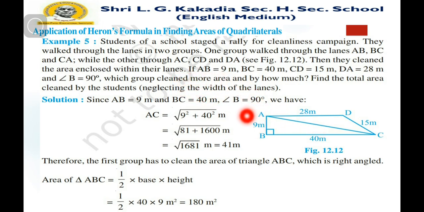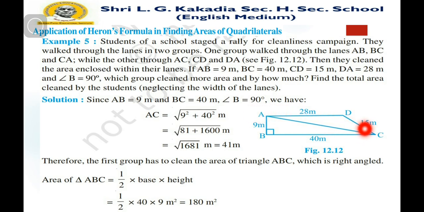If AB is equal to 9, BC is equal to 40, CD is equal to 15, DA is equal to 28, and angle B is 90. Which group cleaned more area and by how much? Find the total area cleaned by the students, neglecting the width of the lines. So here it is given that ABC is one triangle and ADC is another triangle. We want to find the area using Heron's formula, but we first have to find AC.